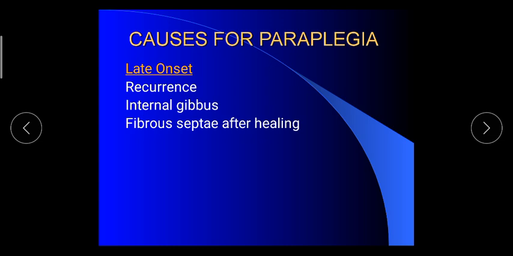Late onset paraplegia can be because of recurrence, internal gibbous, or fibrous septae after the healing.